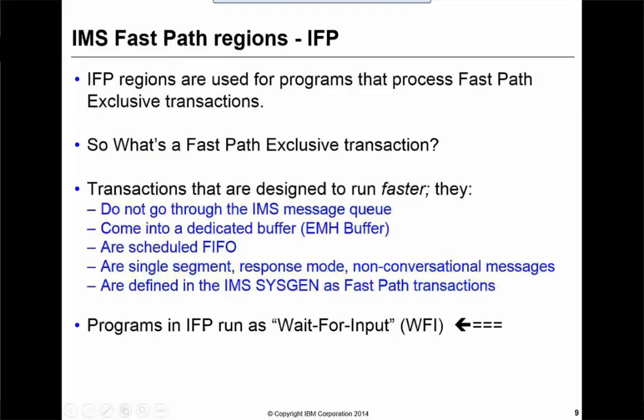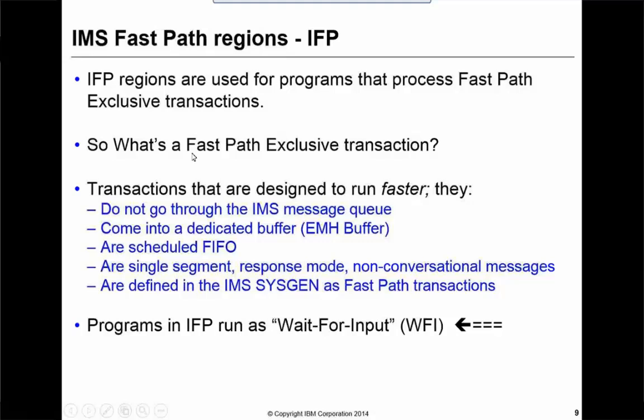So the IFP regions are used to process FastPath exclusive transactions. And these FastPath exclusive transactions do not go into the message queue pool, right? They don't get queued in the message queue pool and then wait to be processed, right? That's the rat race, if you will, where transactions come in, they get queued, and they're processed in a priority manner. No, FastPath transactions don't go into the message queue pool. They go into a dedicated buffer known as the EMH, the Expedited Message Handling buffer.